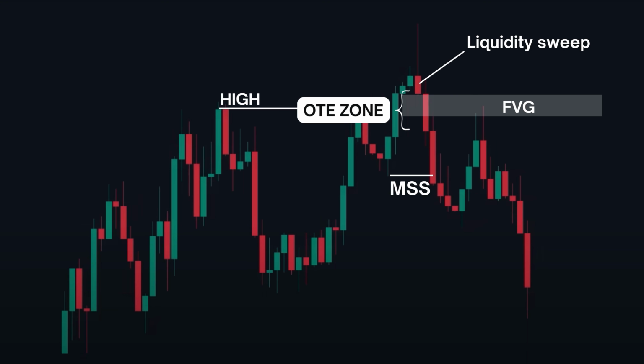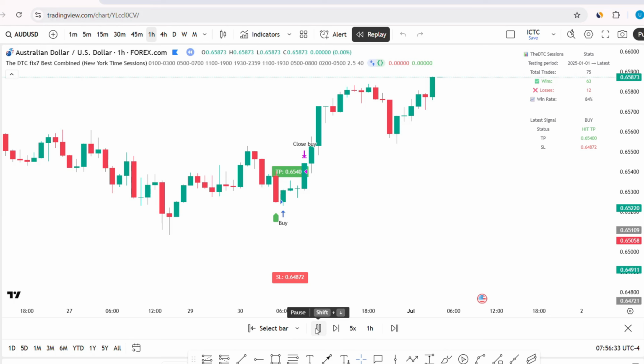First target at 120. Second target at 130 or the next HTF liquidity level. Once price hits 1 to 2, close half and move stop to break even. That way, you're trading stress-free. This method isn't about catching every trade. It's about catching the cleanest setups that follow all rules.